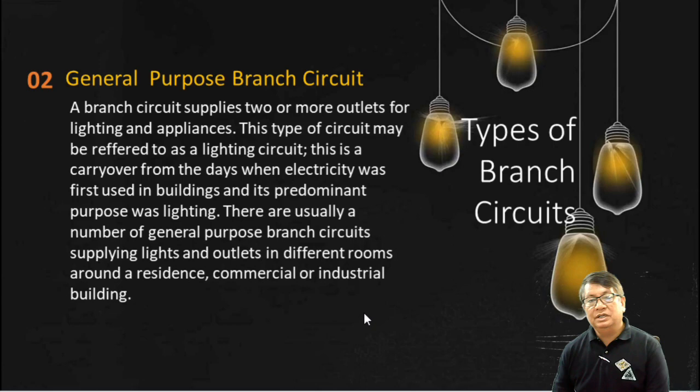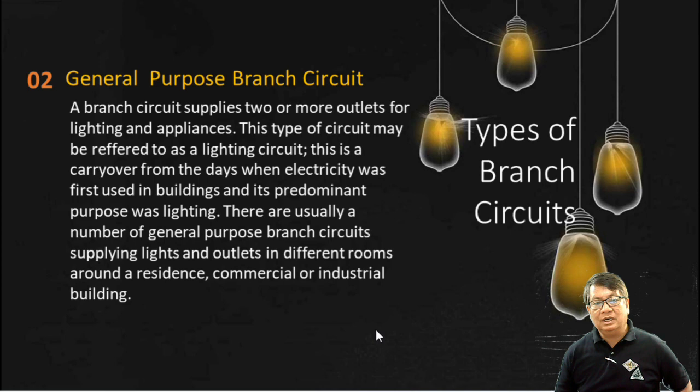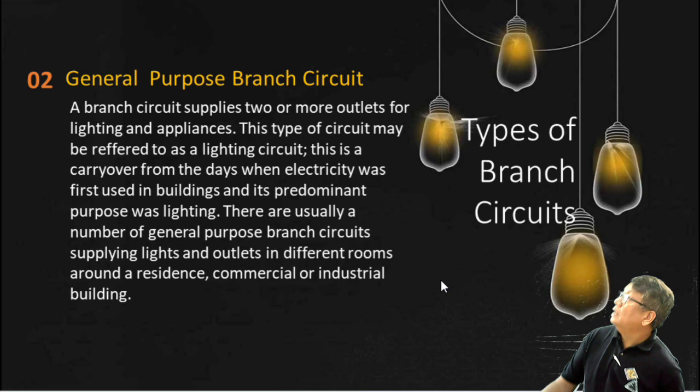For the general purpose branch circuit, there are two or more outlets for lighting and appliances. It is called a general purpose branch circuit because this is the branch circuit that includes convenience outlets or lighting outlets, such as bulbs. That is why it is called a general purpose branch circuit.